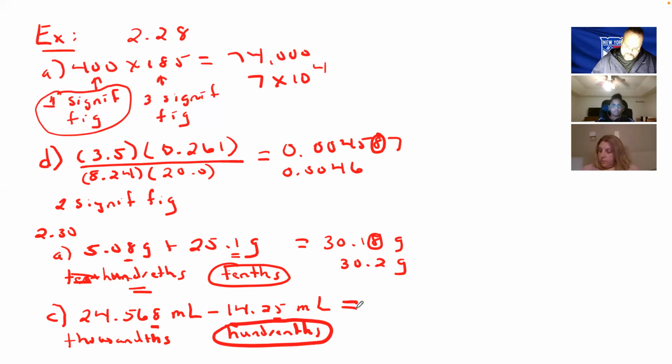24.568 minus 14.25, I come up with 10.318. So again, I'm going to use the 8 to round here, and I'm going to round up. So that gives me 10.32 milliliters as my answer.